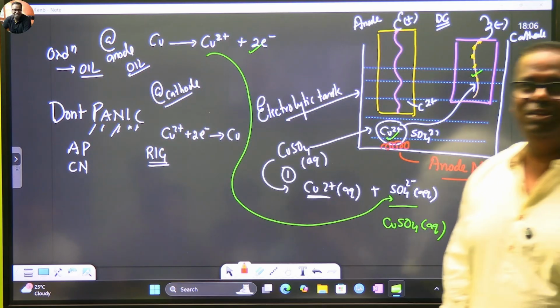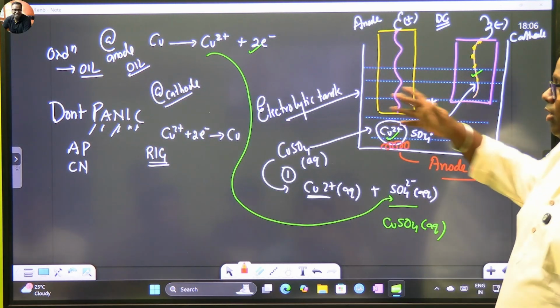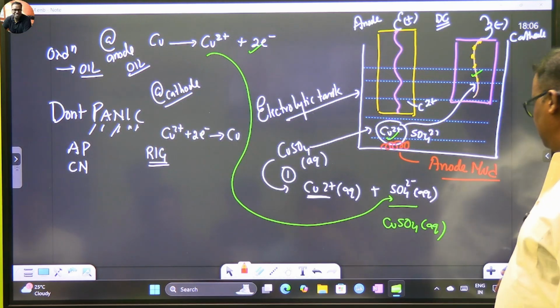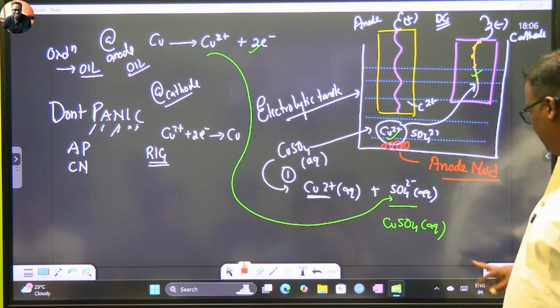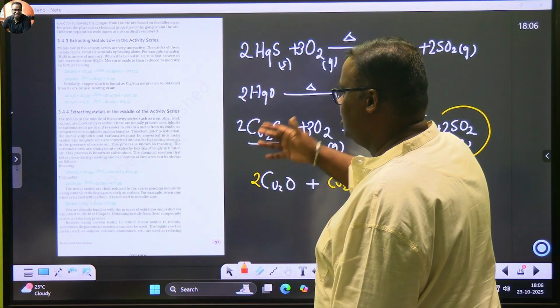Is it fine? Are we done with copper as an extraction? Any doubt here, of anything? Have you understood everything? Very good. Didn't understand? No, sir, I understand. Okay, you're nodding your head sideways. Anyway, so this is gone, this is gone, this is gone.